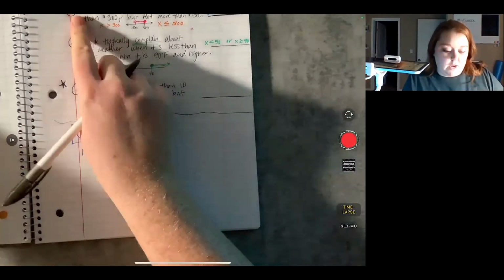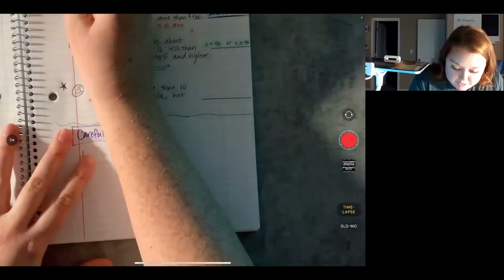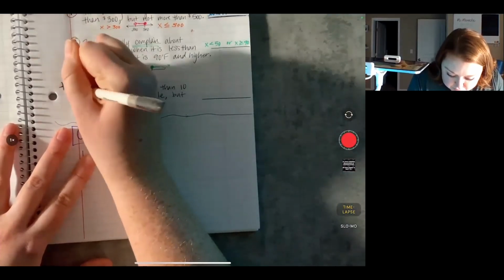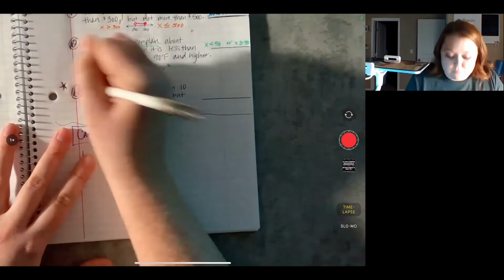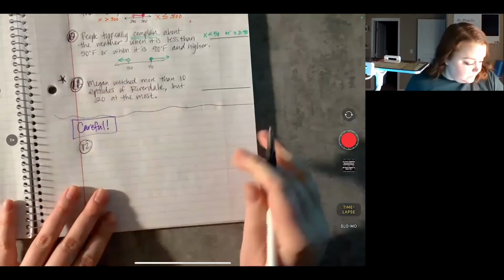Here, I don't know why I'm going to renumber these because I'm weird. This would be 9. This would be 10. This is 11. Just so on the entry task, you know what. Okay, so this is number 12.